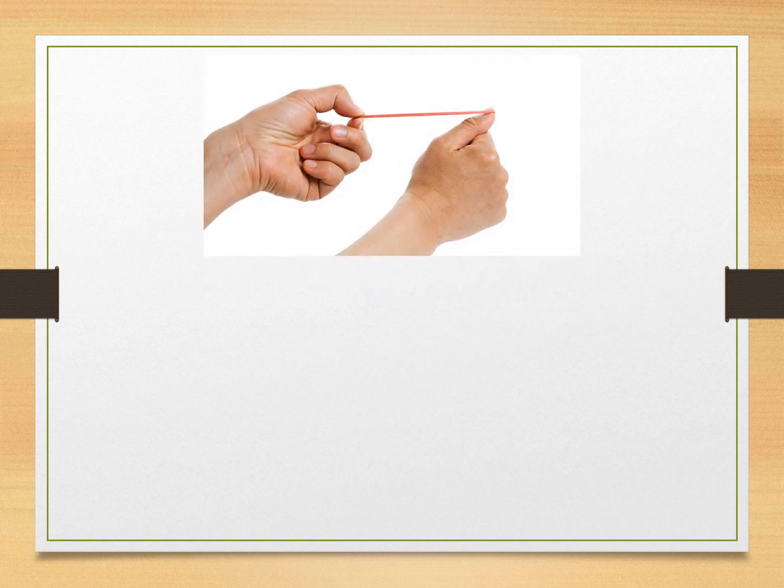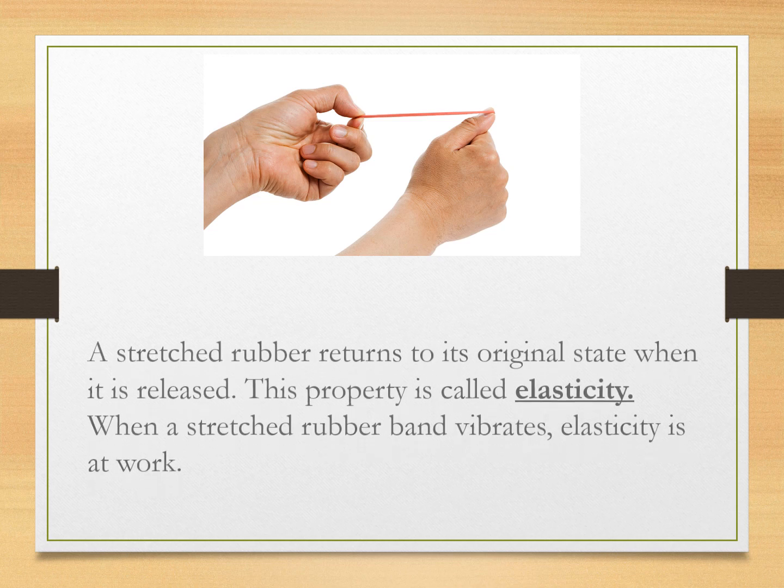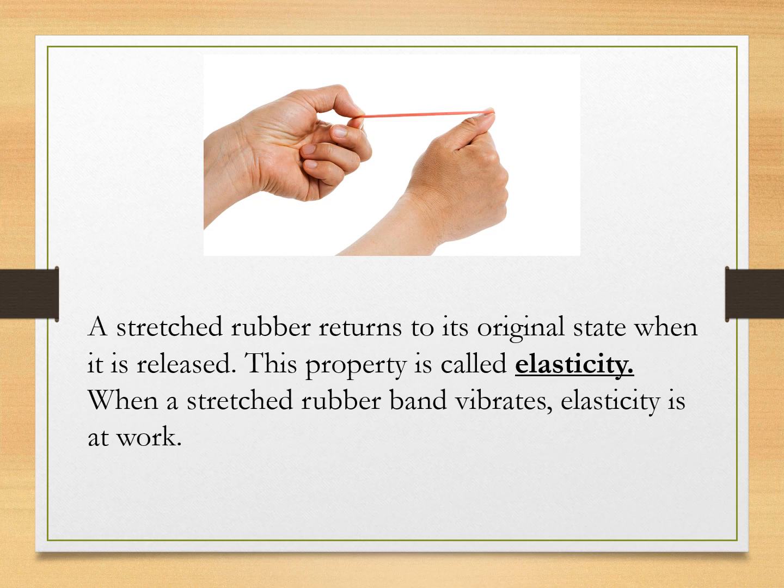Now look at this picture. What is there? A stretched rubber band is there, right? So a stretched rubber band returns to its original state when it is released, and this property is called elasticity. When a stretched rubber band vibrates, elasticity is at work.